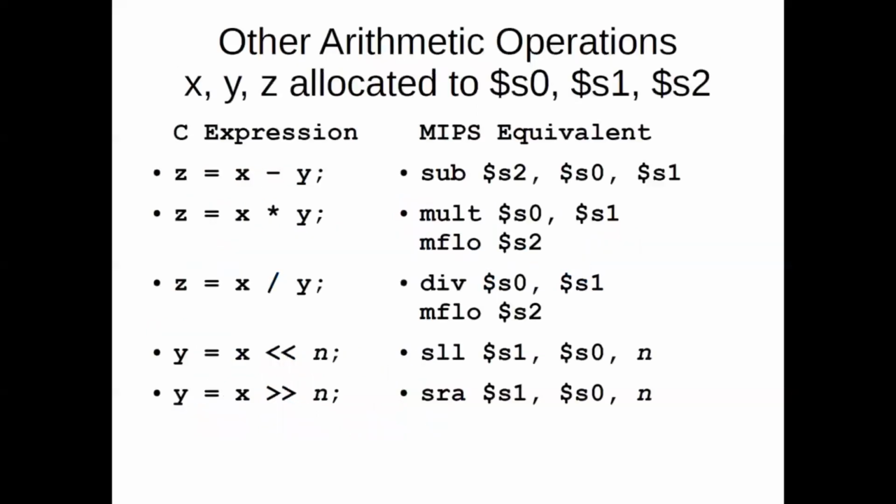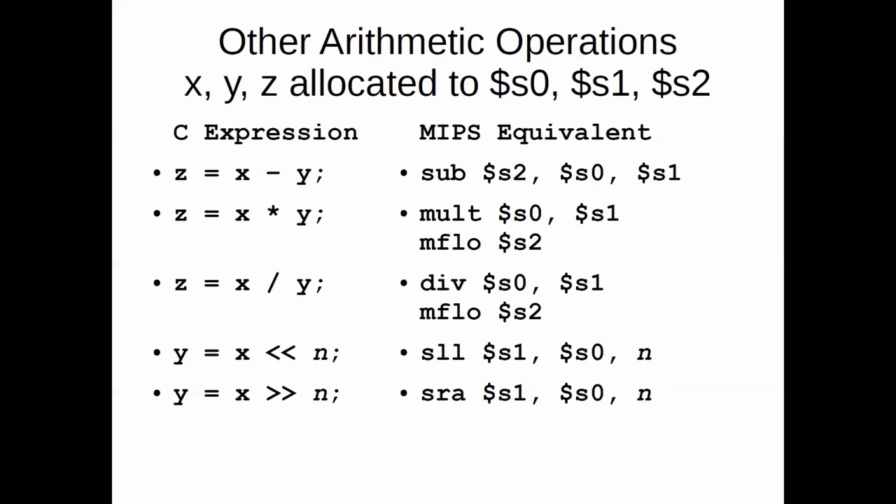Some other arithmetic operations besides addition and subtraction are listed here. Assuming that we've allocated the variables x, y, and z to the registers $s0, $s1, and $s2, the C expressions are equal to the MIPS expressions on the right-hand side. So z equals x minus y, which we've seen already, is sub $s2, the destination, s2 associated with variable z, $s0 and $s1.